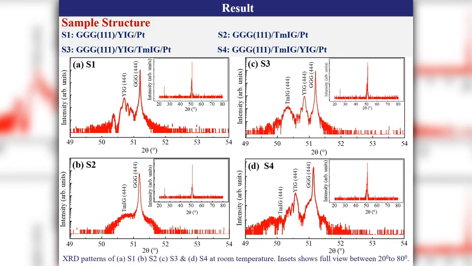So now here are the samples that we fabricated on the GGG substrate: GGG YIG platinum, GGG TMIG platinum, GGG YIG TMIG platinum, GGG TMIG YIG platinum. And these were the peaks that we have seen in the XRD of the GGG substrate. This is a substrate, and this is TMIG YIG when they both were fabricated, and this is a single layer TMIG film. And we compared them with the GGG substrate, obviously, which is not shown over here, and found these different peaks of the YIG and TMIG film.